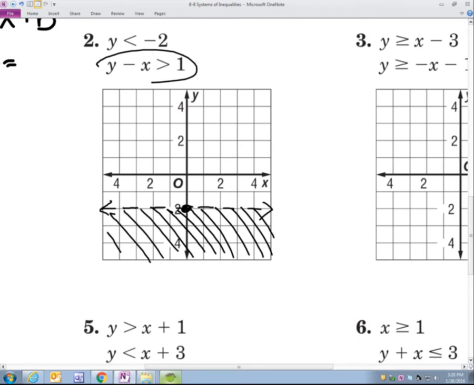Next, we have to turn this into my friendly y equals mx plus b. I'm going to add an x to both sides of these, plus x, so I can get y by itself. And since I'm not multiplying or dividing by a negative, my sign still stays the same. So this becomes y is greater than x plus 1. That looks more familiar. So I know that my intercept point is 0, 1. And my slope is a positive up 1 over 1, up 1 over 1. And it's going to be a dotted line.